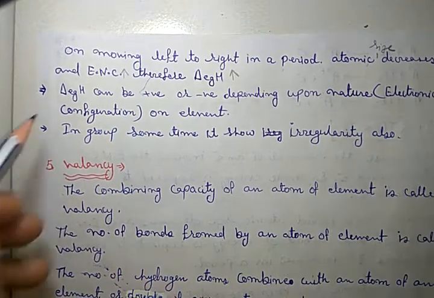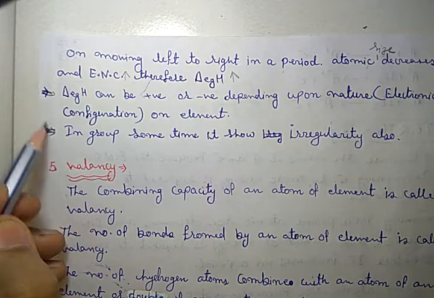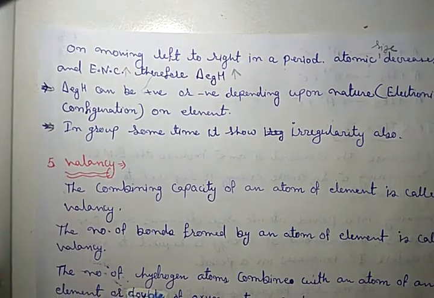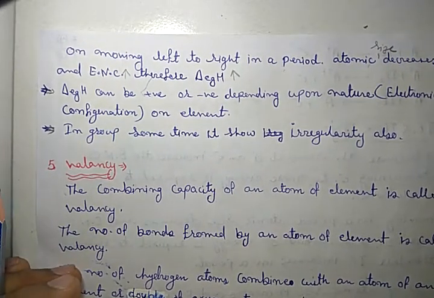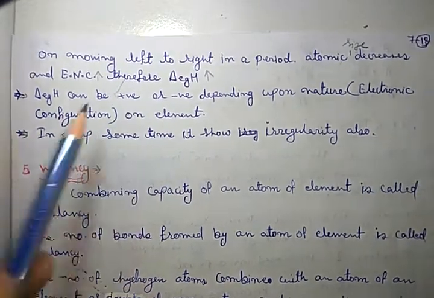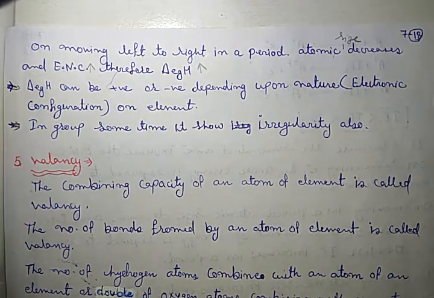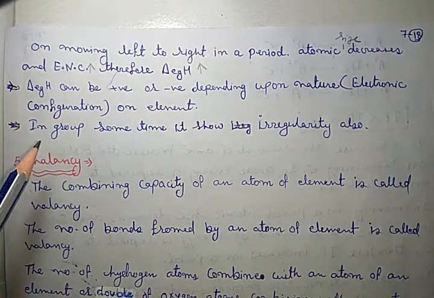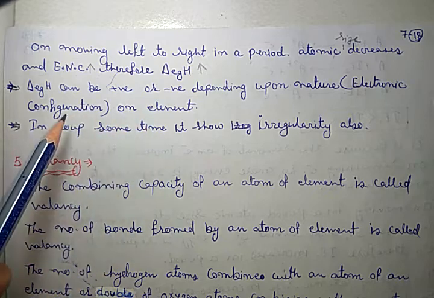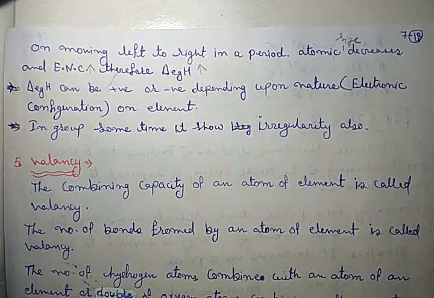Okay. Now there are two facts about the electron gain enthalpy. EGH can be positive or can be negative, depending upon the nature, or we can say the electronic configuration, of the element. Got it?